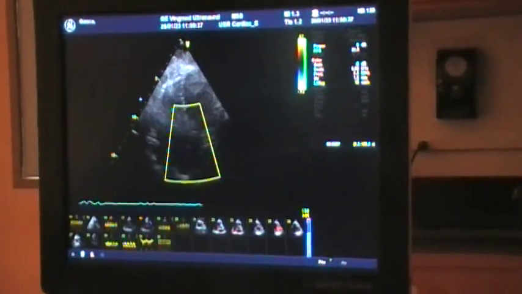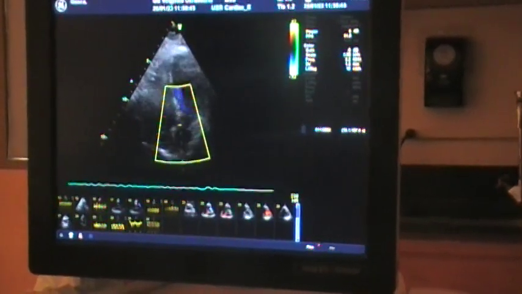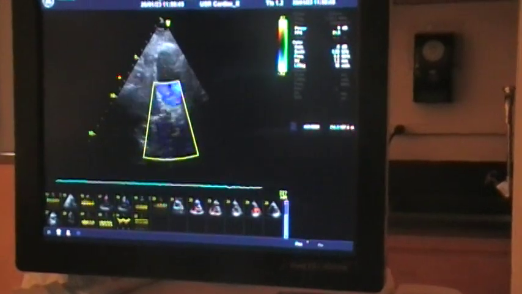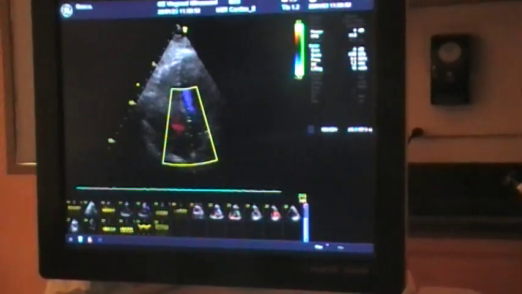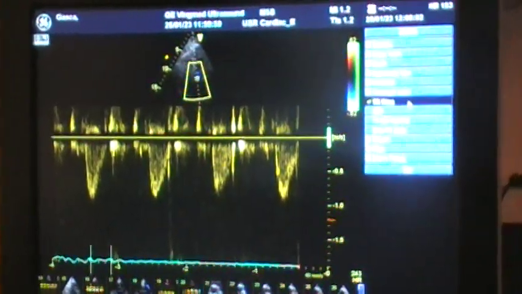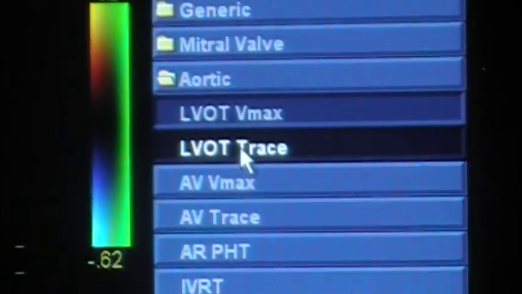So this flow is going away from our probe, so it should be mostly blue. You're going to put your cursor above the valve, and we'll do a pulse wave there, and that is your LVOT flow. That should be below the baseline. This is LVOT flow, and it's during systole. So you're going to do aortic, tell it LVOT, and we'll do a trace.